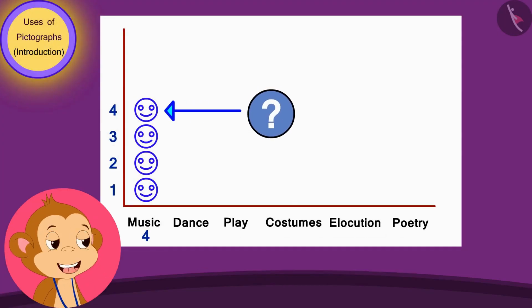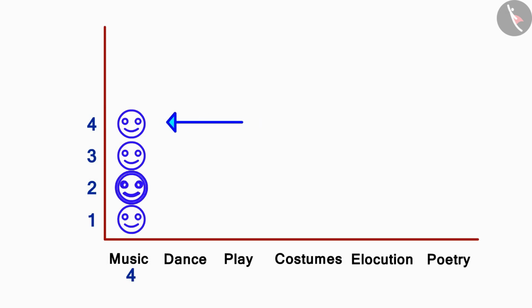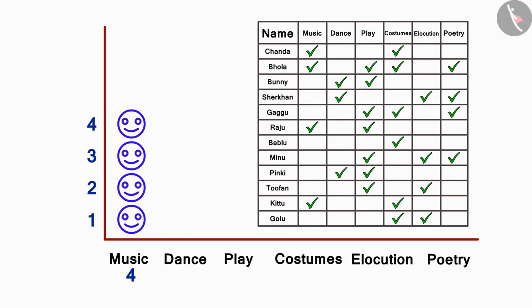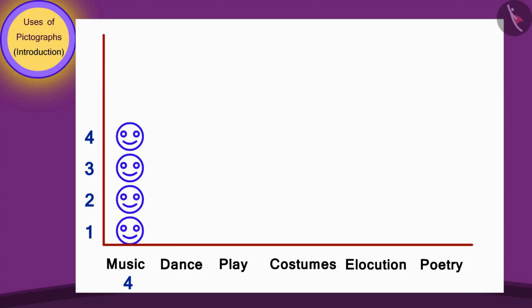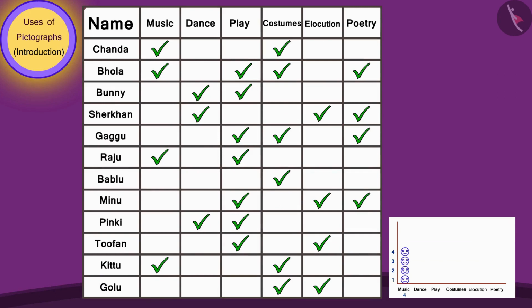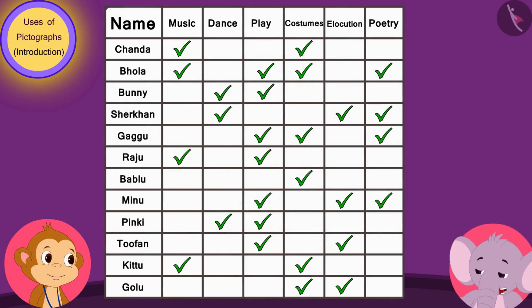"But what are these faces, Appu?" I have used the symbol of a face here to show every child participating in the program. You can use any symbol. Now see in your table and tell me how many faces should I make above the dance program? Babban looked at his table and immediately said, 3 faces. Well done, Babban. You understood.